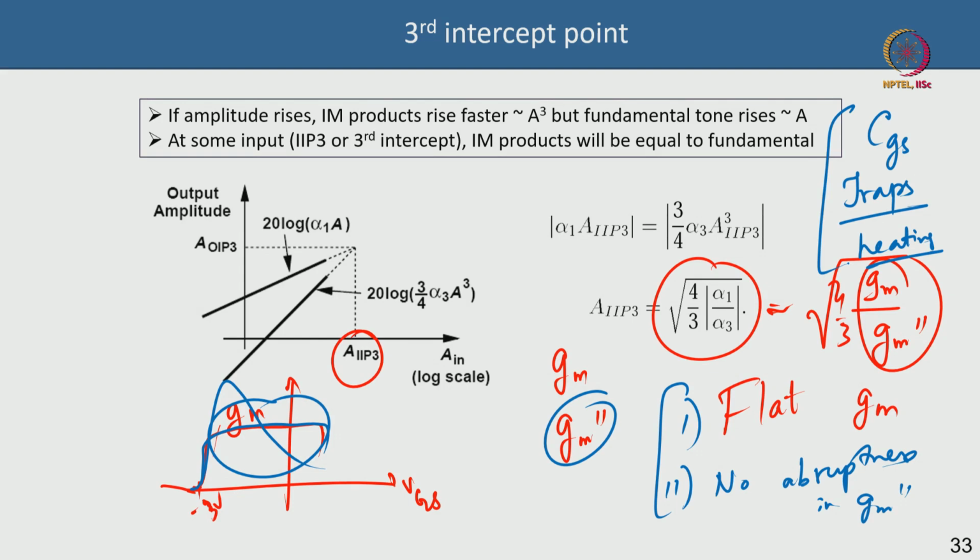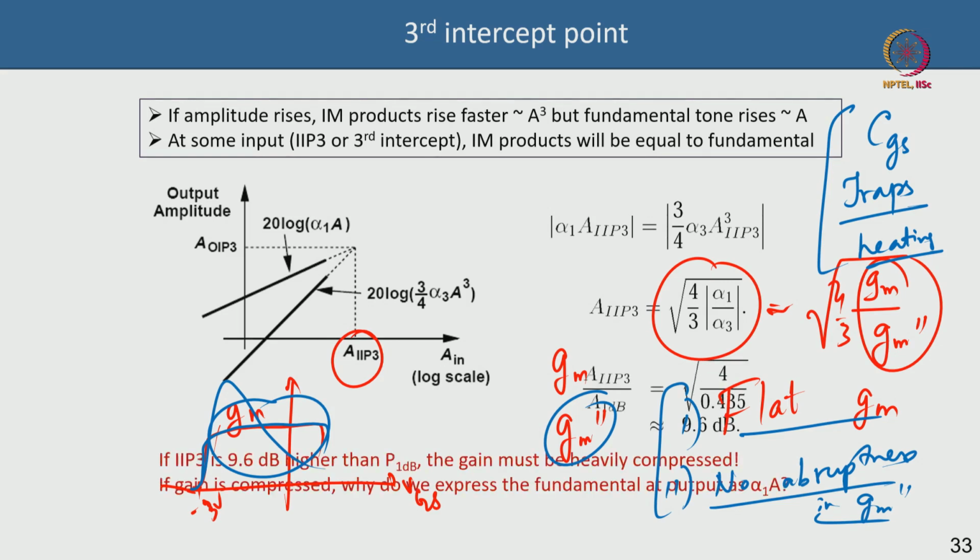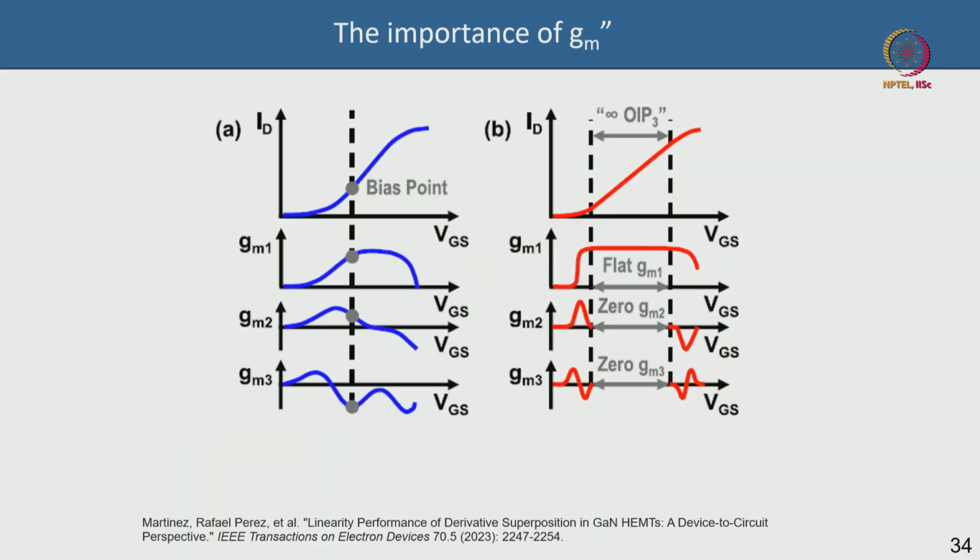Those have to be modeled carefully so that you capture the accurate large signal behavior of the device in your device model. However, flat GM and no abruptness in the double derivative of GM are very important requirements from the device point of view. So if I want to show pictorially, this is a schematic from a recently published paper. The paper's reference is given here. This is one of the first papers that is talking about the understanding of linearity from the device point of view and whether it matters at the system level.